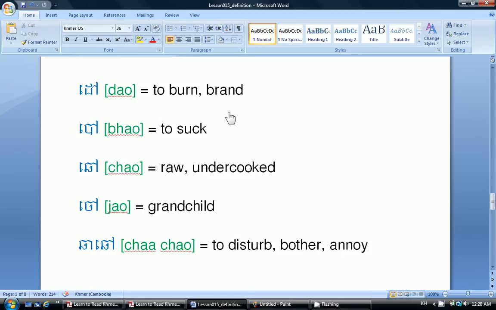Dao means to burn or brand. Bhaw means to suck. Chow is raw or undercooked. Jiao means grandchild. Cha chow means to disturb, bother, or annoy.